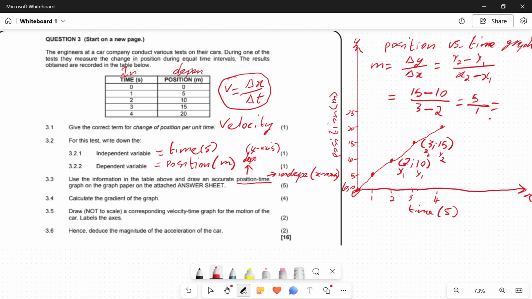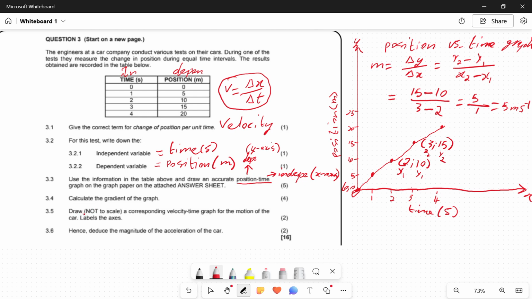So our gradient is actually 5 meters per second. That is how you answer this question, guys. I hope it makes sense. So our gradient in this case is the velocity, and the velocity, guys, is 5 meters per second. All right, now we move on to the penultimate question, 3.5.